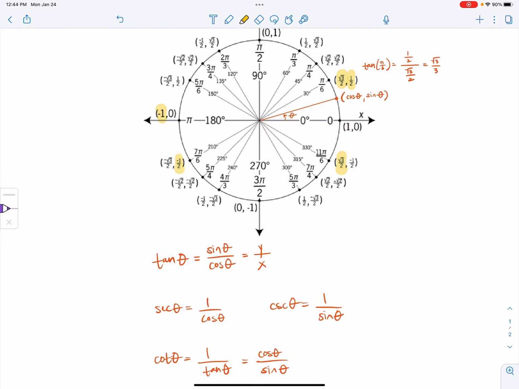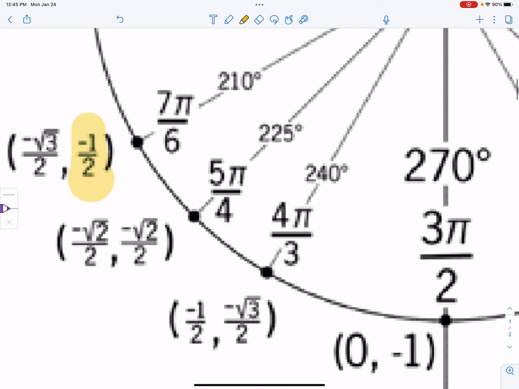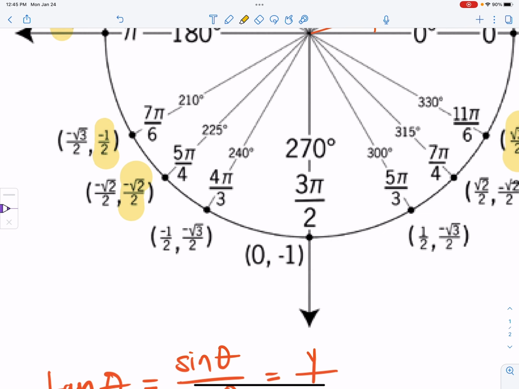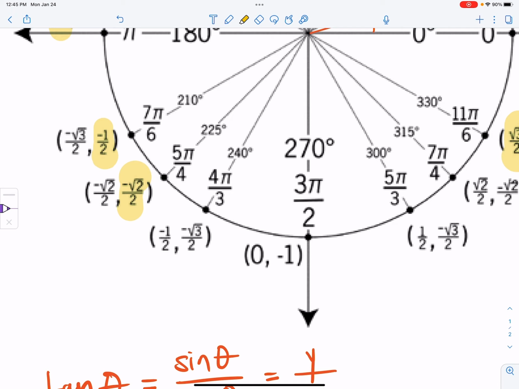Or if I wanted to determine the cosecant of, how about the cosecant of 5 pi over 4? Okay, so cosecant is the reciprocal of sine. I'd go to the angle of 5 pi over 4. Sine of 5 pi over 4 would be negative root 2 over 2. The reciprocal of that would be negative 2 over root 2, which is actually, if you rationalize the denominator, just negative root 2. So cosecant of 5 pi over 4 would be negative root 2.